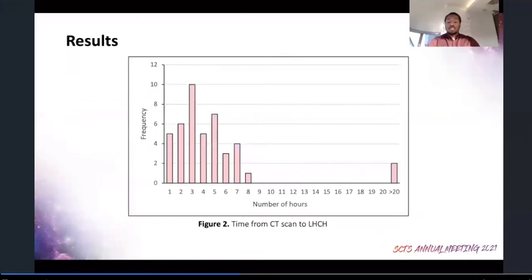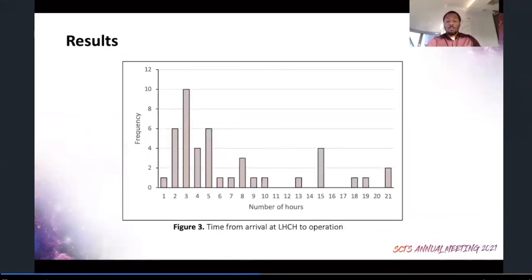Here in figure 2, we can see that 3 hours was the most common time taken from the CT scan to arrival at LHCH. Only 11 patients arrived at LHCH within 2 hours. Operating within 3 hours of arriving at LHCH was the most common time taken, with only 7 patients arriving at theater within 2 hours.